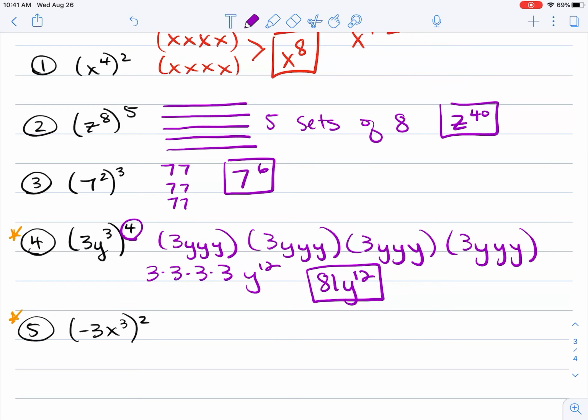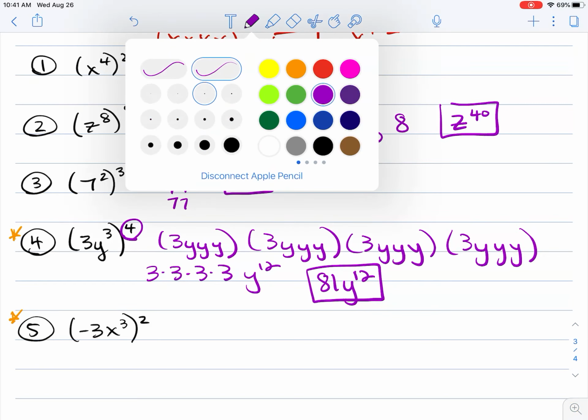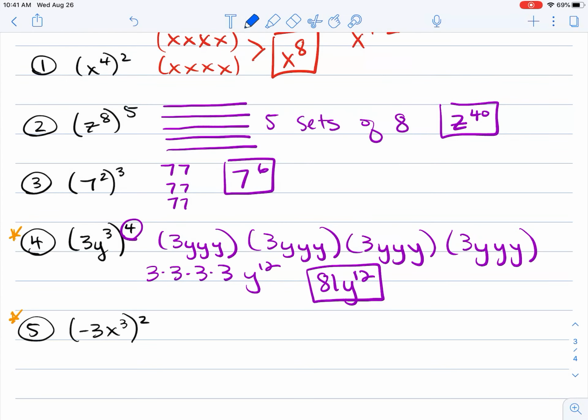So writing it out, and I'm going to point out the very biggest misconception here is that students usually do 3 times 4 y to the 12th. So they'll give me 12y to the 12th. And that's not what that means. There are 4 sets of 3y to the 3rd. So this is no good.